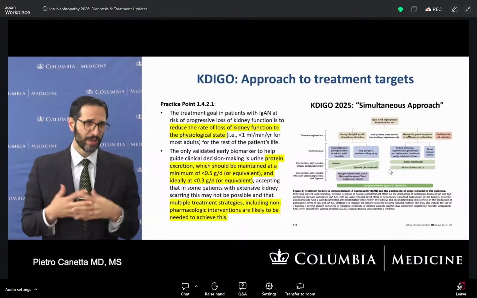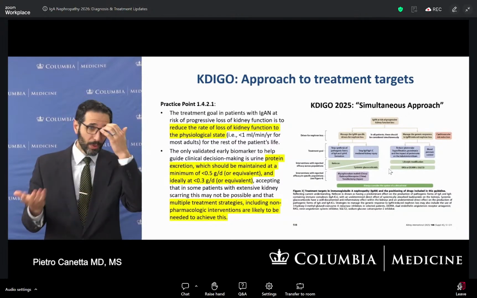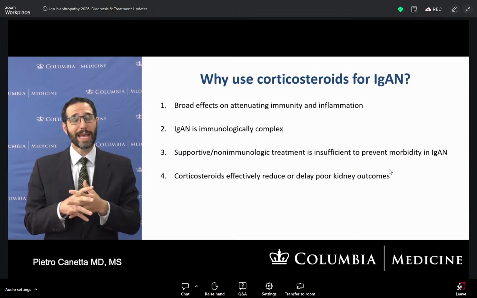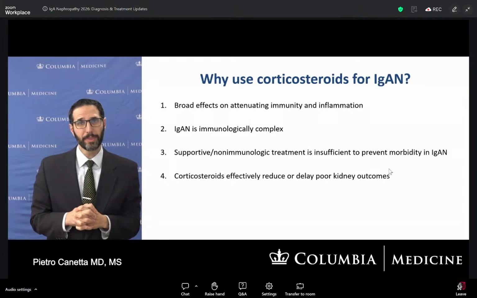And of course, Nefecon is a type of glucocorticoid. It's topical, not systemic. So I will spend the rest of my talk discussing the use of glucocorticoids. So why glucocorticoids? Why corticosteroids for IgA nephropathy? Well, there's a few key reasons.